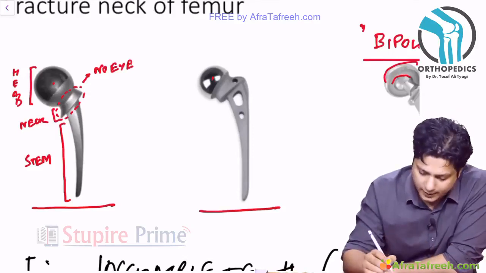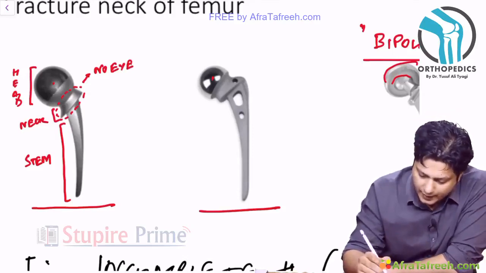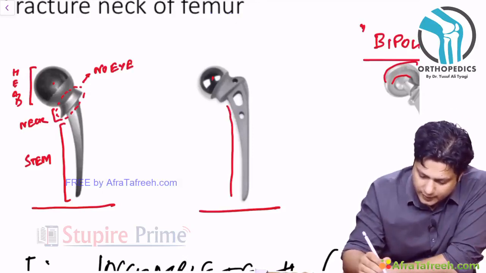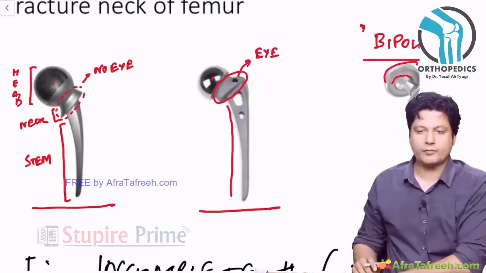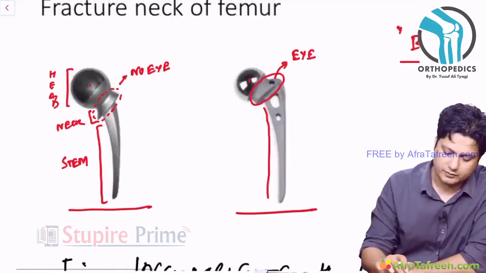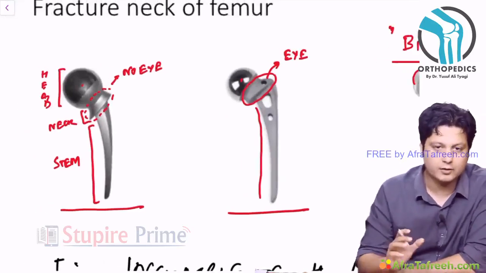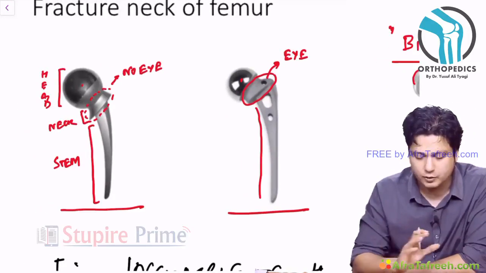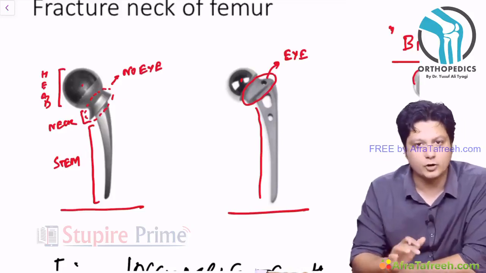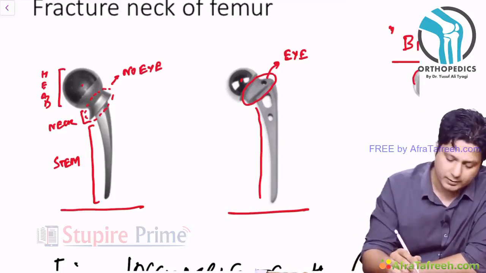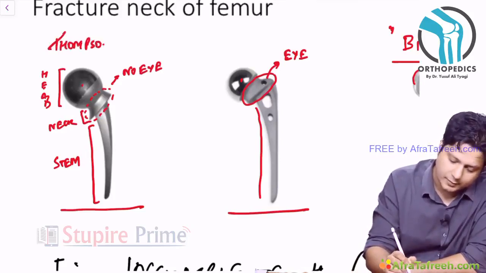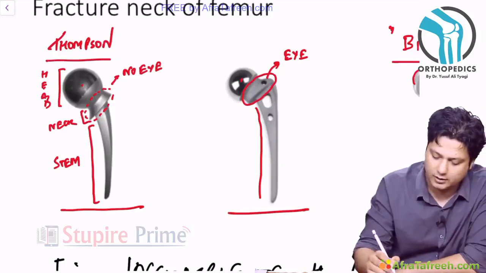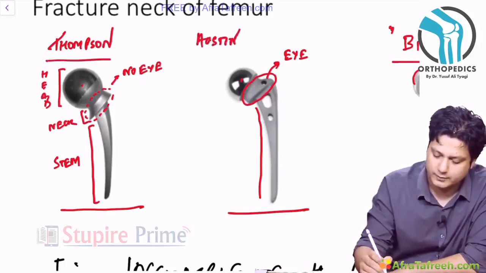But on the other hand, this is the head, this is neck, and this is the stem for this prosthesis. And here what you can find very easily, that there is a presence of an eye in the neck. So this prosthesis, the first one that you have, the prosthesis which is having no hole, no fenestration or no eye in the collar, it will be called as Thomson prosthesis, and the prosthesis that has an eye in the collar will be called as Austin-Moore prosthesis.